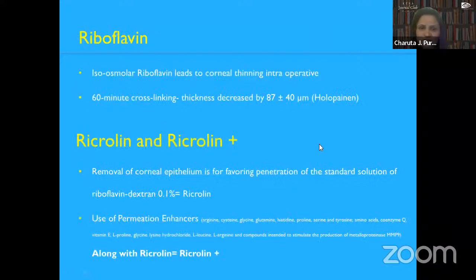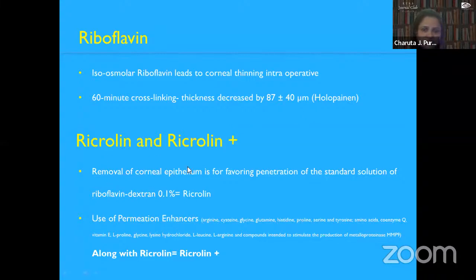Now, coming to another aspect which will be dealt with in the article, that is the riboflavin. We commonly know now that isoosmolar riboflavin towards the end of the procedure leads to corneal thinning intraoperatively, and a 60-minute cross-linking actually decreases the thickness by around 87 plus minus 40 microns, which was shown by Holopainen et al. Another aspect is now a drop called Ricrolin and Ricrolin Plus.